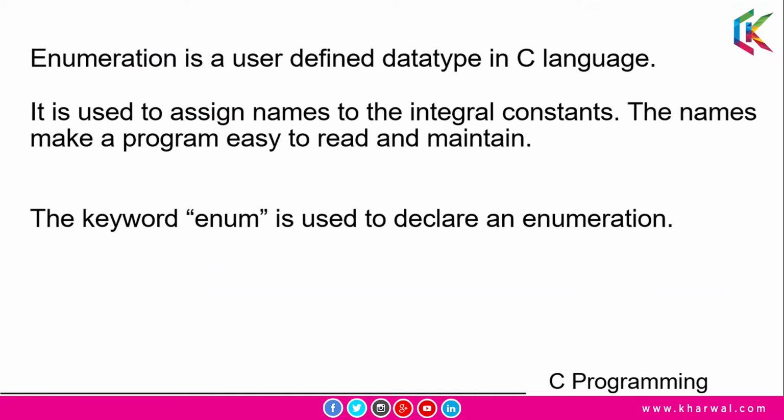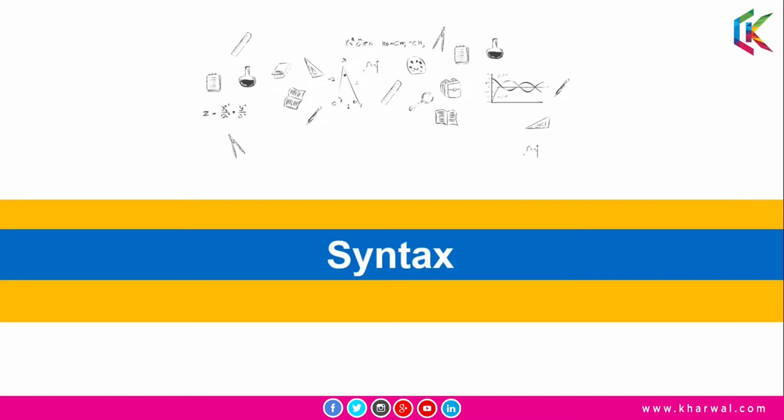Enumeration is a user-defined data type in C language. It is used to assign names to the integral constants. The names make a program easy to read and maintain. We are going to use a keyword enum to declare an enumeration. So let's go ahead and discuss the syntax of enumeration.